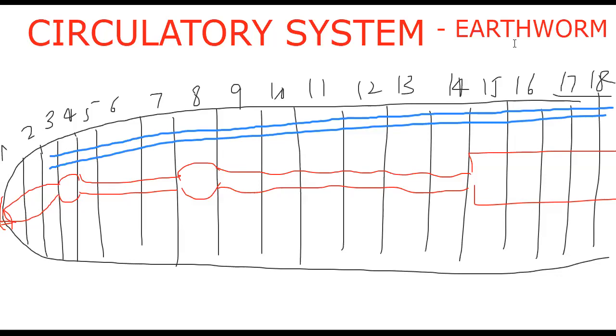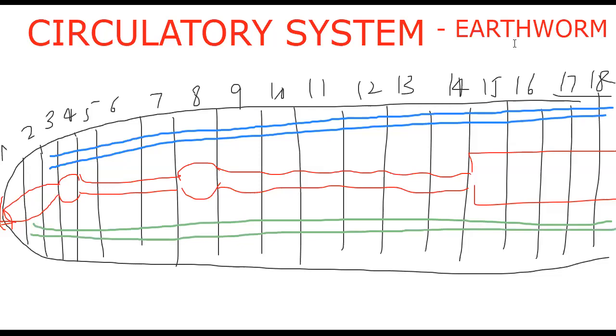Next, the ventral blood vessel. The second one, ventral blood vessel. From the second segment to the last segment, the ventral blood vessel is present. This is the ventral blood vessel, the green one I drew. Next, lateral esophageal blood vessel. Which color do we maintain? Let me take yellow. It is there from the first segment to the 13th segment.